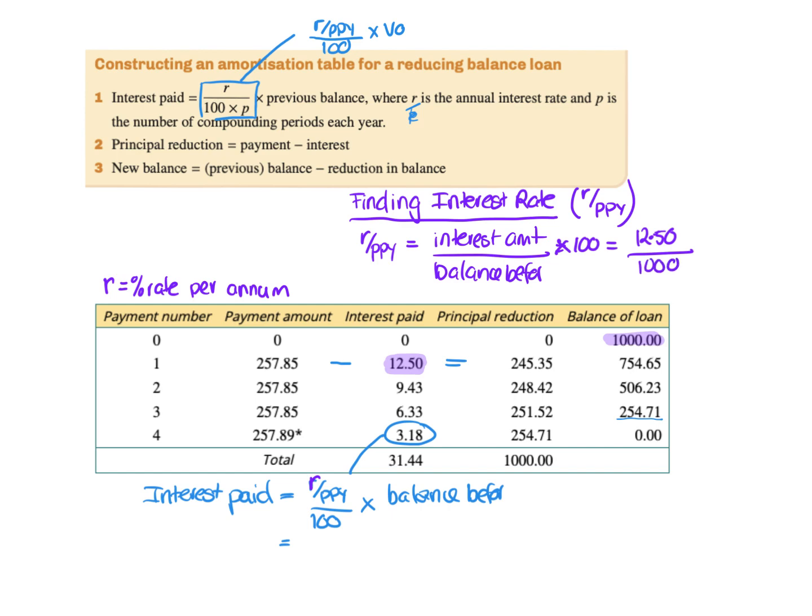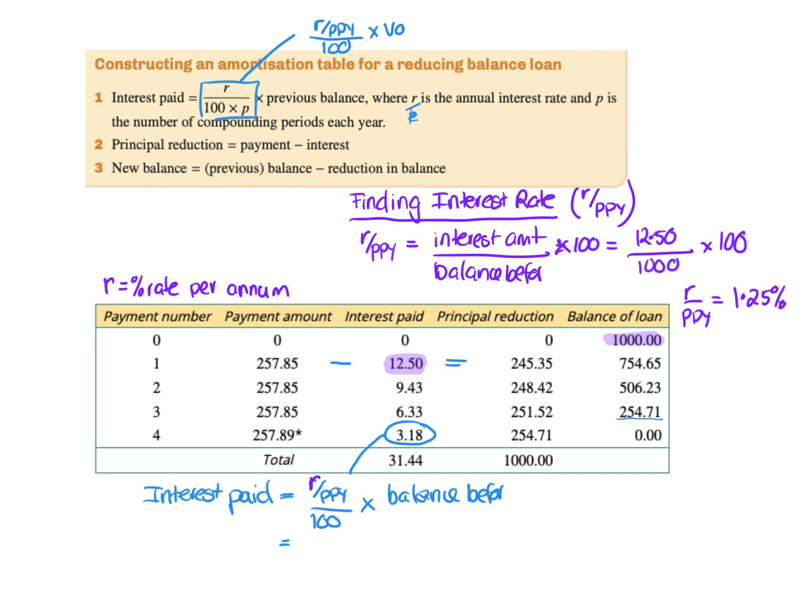You could pick any one of the scenarios, you'll still get the same thing. And then you go times 100, and I end up with the rate over PPY. So this means the per annum rate divided by whatever PPY is 1.25%. We're assuming this is probably following on from the one before, but with slightly different numbers, so we're not too sure. So this is the per annum rate divided by PPY.